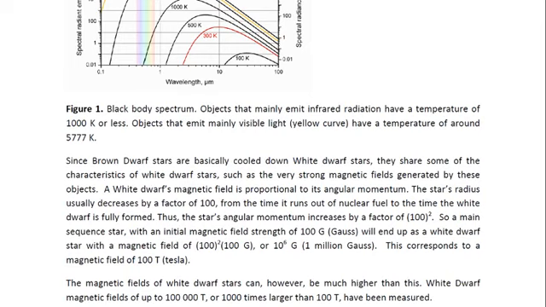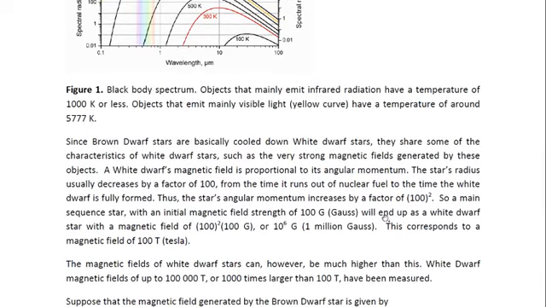A white dwarf's magnetic field is proportional to its angular momentum. And the angular momentum is given by the mass of the object times the radius squared of the object times basically the angular velocity. So what is most important is that it is proportional to the radius of the object squared. So the star's radius usually decreases by a factor of 100 from the time it runs out of nuclear fuel to the time the white dwarf is fully formed. Thus, the star's angular momentum would increase by a factor of 100 squared.